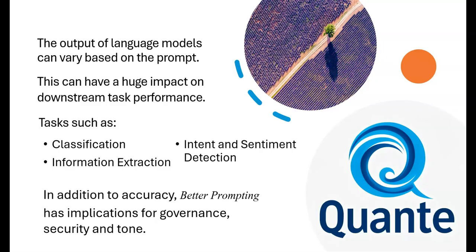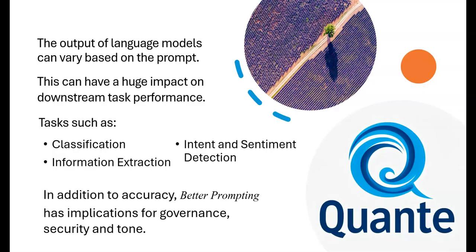As most people are beginning to learn by now, the output of language models can have quite a large amount of variation. This can have a huge impact on downstream task performance. So when we talk about tasks, we're talking about tasks such as classification, information extraction, intent, and sentiment detection. And these are machine learning tasks that are now using language models, sometimes entirely just a language model, or sometimes a language model in addition to other variables that are more traditional for machine learning.